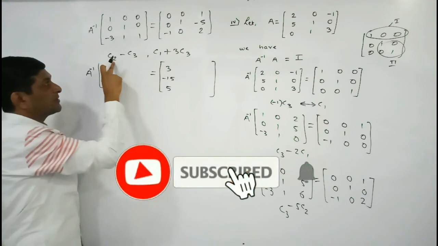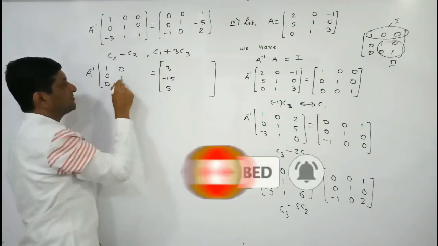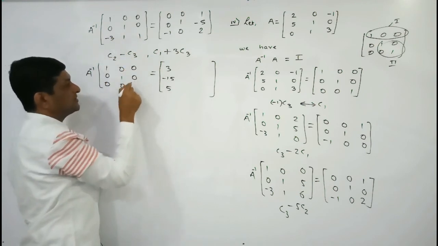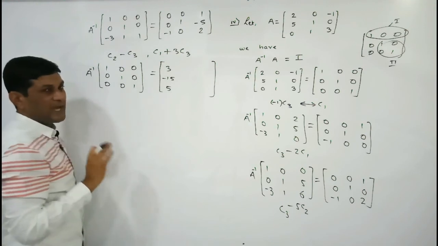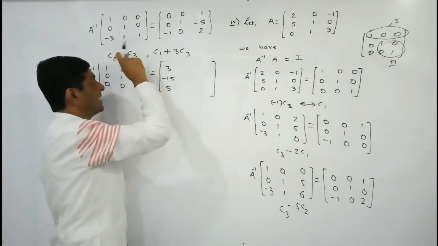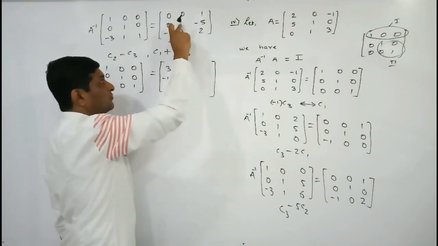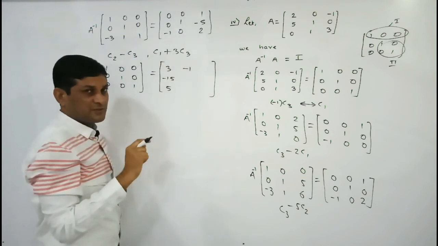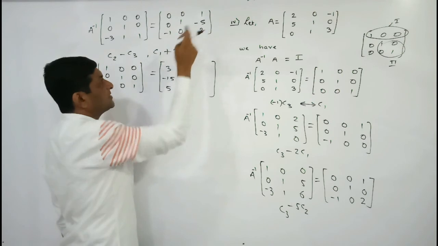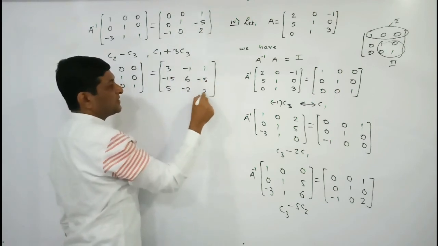Now perform this operation on C2, that is C2 minus C3. 0 minus 0 is 0, 1 minus 0 is 1, and 1 minus 1 will be equal to 0. There is no operation on C3, so keep the element of C3 as it is. Perform the same operation on C2 on this side also. C2 minus C3. 0 minus 1 will be equal to minus 1. 1 minus minus means plus 5. 1 plus 5 is equal to 6. And 0 minus 2 will be equal to minus 2. Keep the element of C3 as it is.